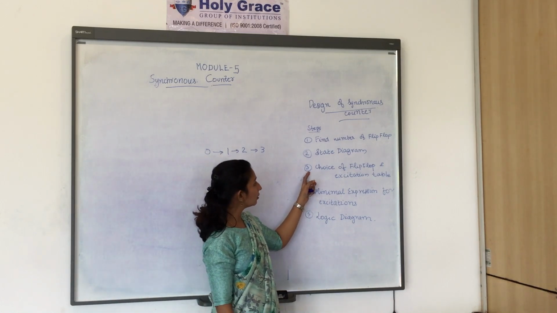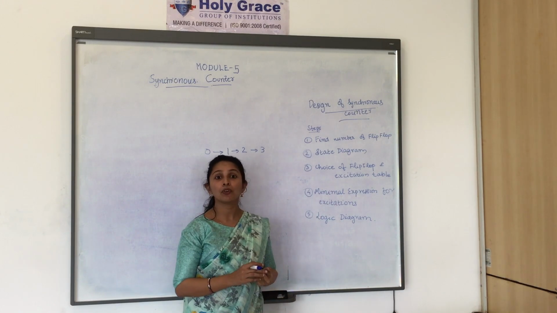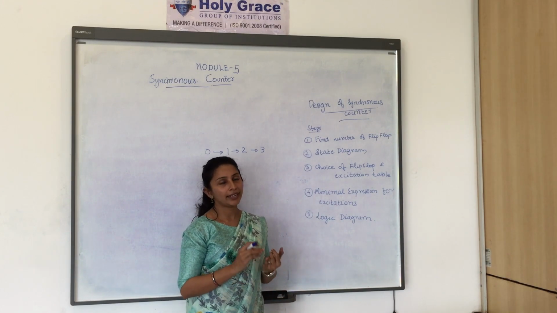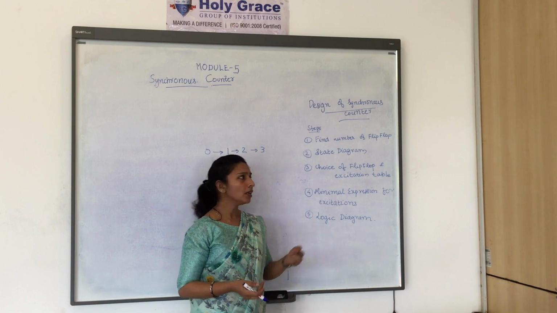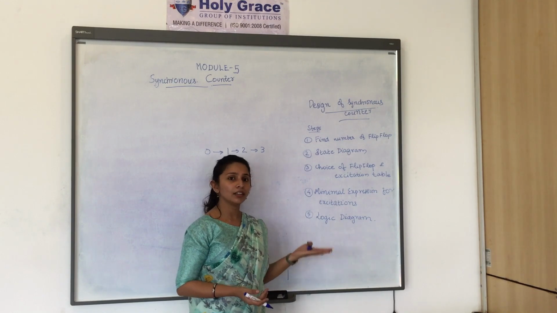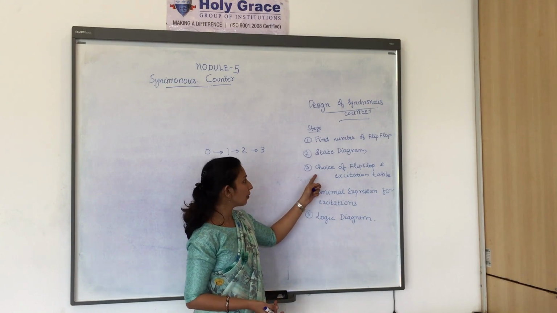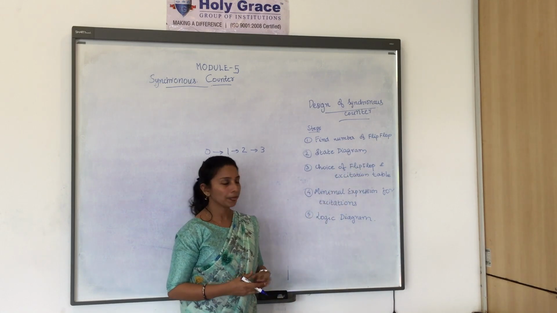Next is the choice of flip-flop and excitation table. As we know, there are 4 major flip-flops used: SR flip-flop, JK flip-flop, T flip-flop, and D flip-flop. Any of the flip-flops can be used to design any of the counters. So that is the third step, choice of flip-flop and corresponding excitation table.